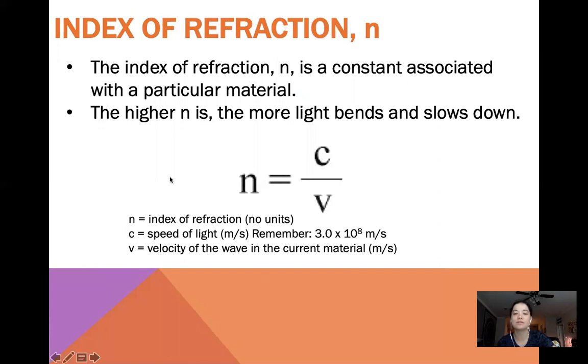To find an index of refraction, we take C, which is the speed of light, 3 times 10 to the 8 meters per second, and divide it by the velocity of the wave in that material. So whatever the speed of light is in a vacuum, we divide it by the speed of light traveling through whatever that material or medium is to find that material's index of refraction. Take a second, make sure you copy down this formula.